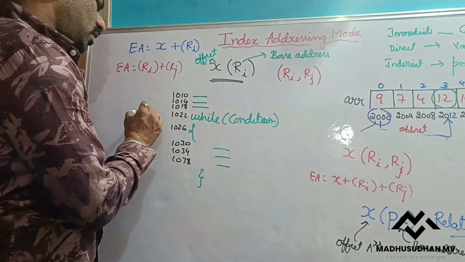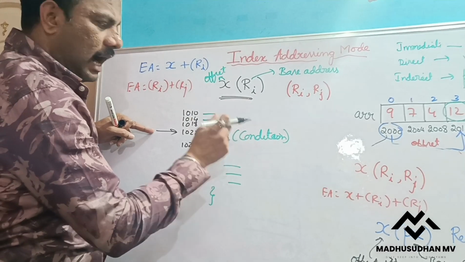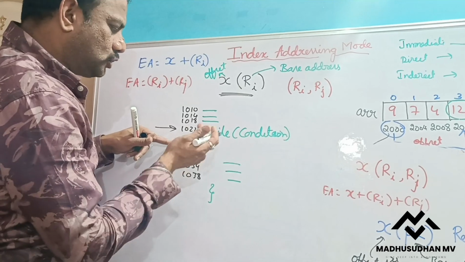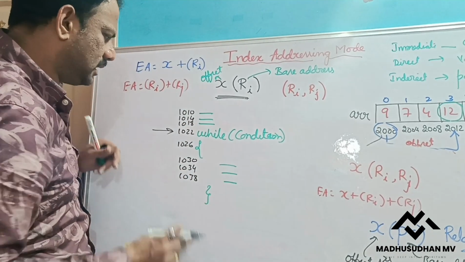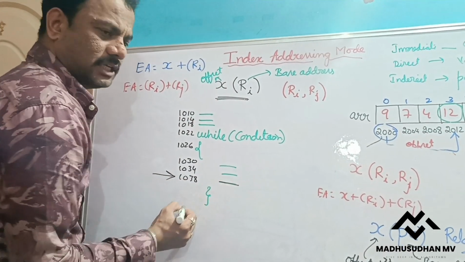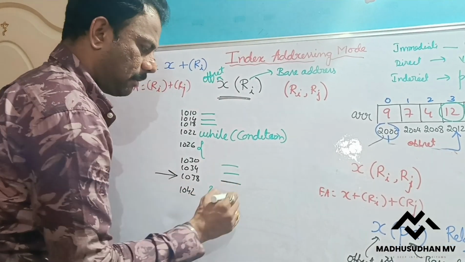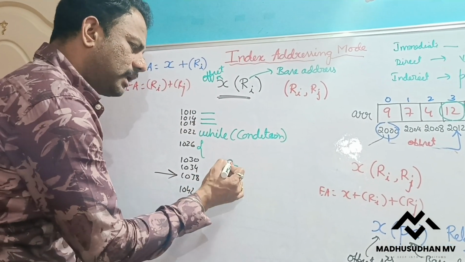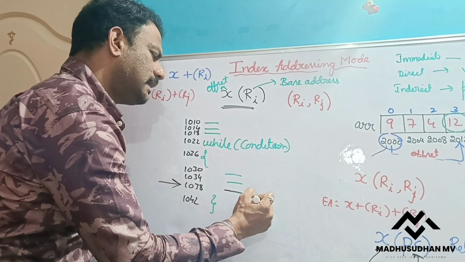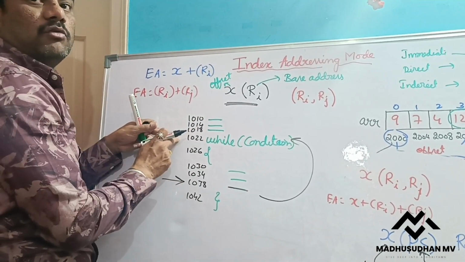Now assume when control comes to this statement, my processor is executing this statement. At that time, the program counter contains this one. So when my processor is executing this statement, the program counter contains 1042. But after executing all the statements of the while loop, control should go back to the condition again. So the control has to go back to 1022.